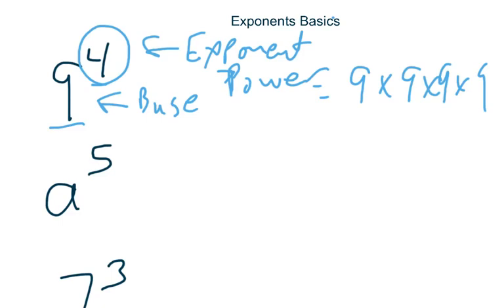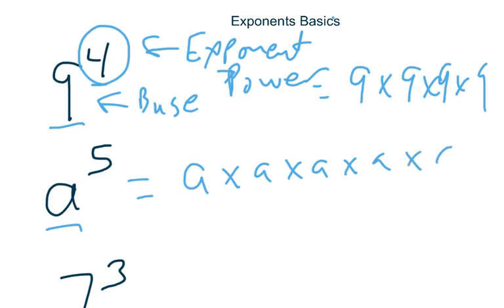Now you can do the same thing with variables. Here we have the variable a. We're going to raise it to the 5th power, which means we're going to have a 5 times. And so you would end up with a times a times a times a times a. So when you're doing exponents, it's always multiplication. You're always multiplying the base by itself over and over and over.